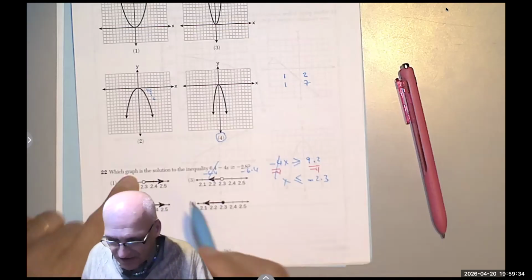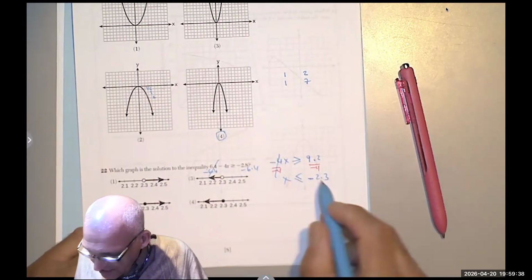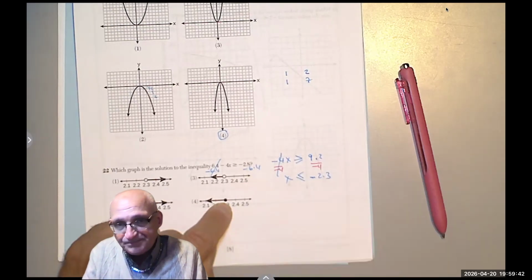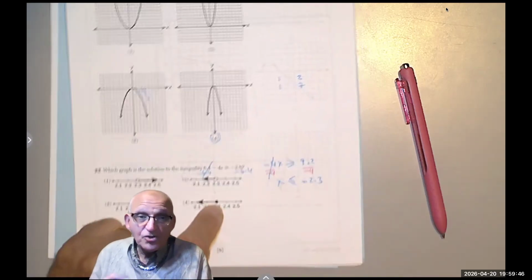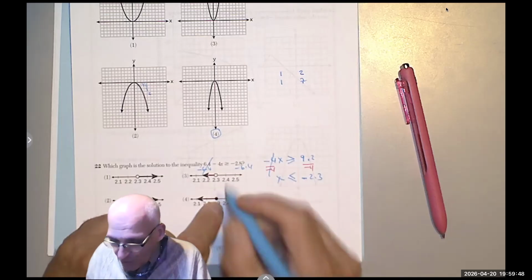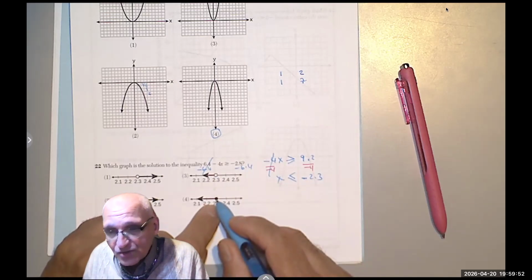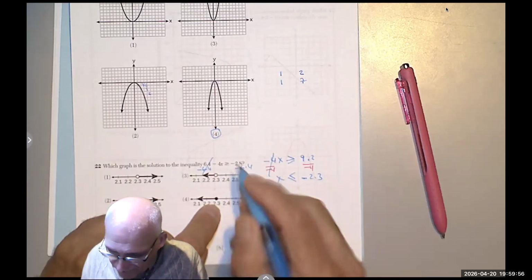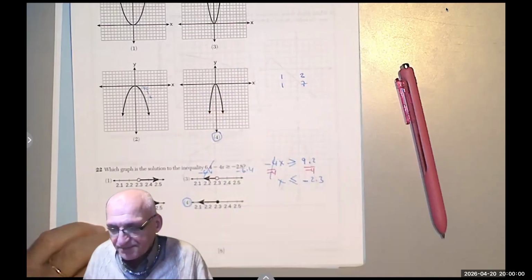So it cannot be these two because these are greater. Here they are less, but the 2.3 is included. Remember, before it was less than whatever, -2 or whatever. So we picked the one with the open circle. Here we pick the one with the closed circle because there is an equality sign. So it's number 4 again. So here 4 and here 4.